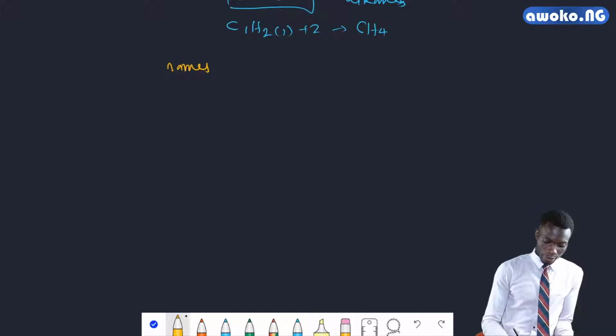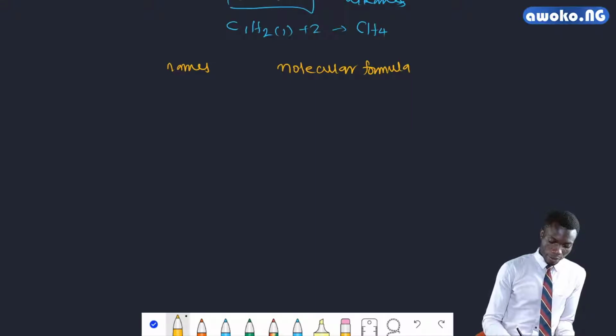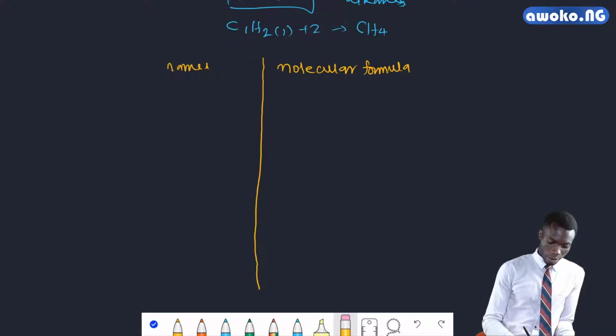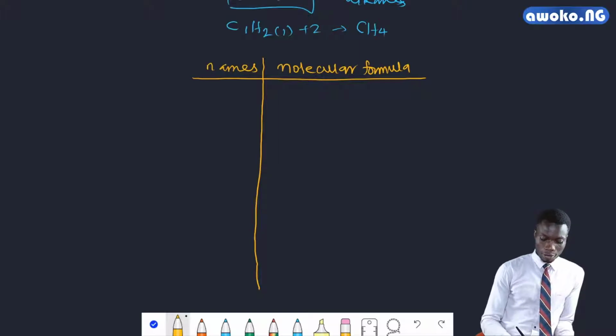And then you have the molecular formula. So you have their names and the molecular formula. So let's try to make a line here. Names, molecular formula.